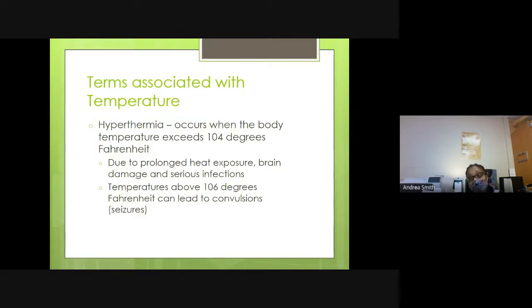Now, I've always been told 105. When you get to 105, you might as well consider yourself dead because your body is shutting down. It's not fighting anything at this point. But 106 shouldn't even exist. That's too high. If you reach 106 degrees, you might as well say your brain is frying. You're cooking on the inside at 106.